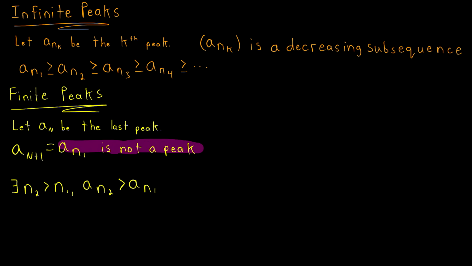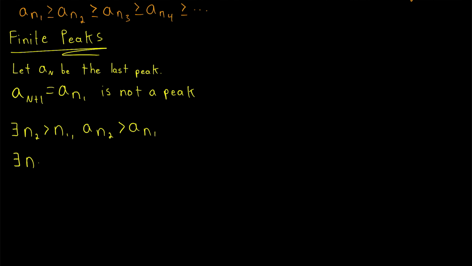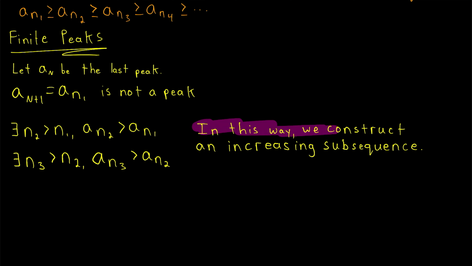This just means that since a_{n_1} isn't a peak, by definition, there's some term of the sequence that comes after it that is greater. But of course, since a_{n_2} comes after a_{n_1}, a_{n_2} can't be a peak either, because it comes after the last peak. And so by definition, that means there exists some number n_3 greater than n_2, so that a_{n_3} is greater than a_{n_2}. And continuing in this way, we can construct an infinite increasing subsequence. Since the subsequence starts after the last peak, every term of the subsequence will have some bigger term that must come after it, and so we're guaranteed to have an increasing subsequence.